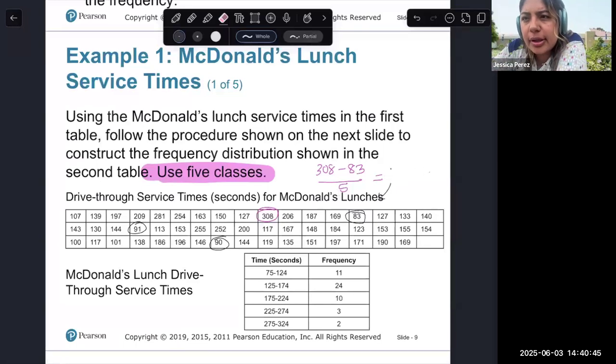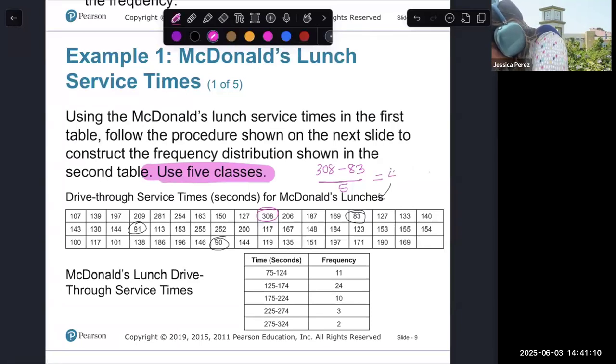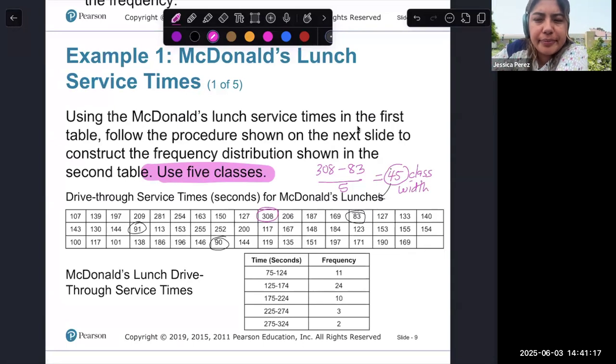So let's punch this in our calculator. We have 308 minus 83, divided by 5. So we take this number, 225, and then divide it by 5. It looks like 45. So that means our class width is going to be 45.